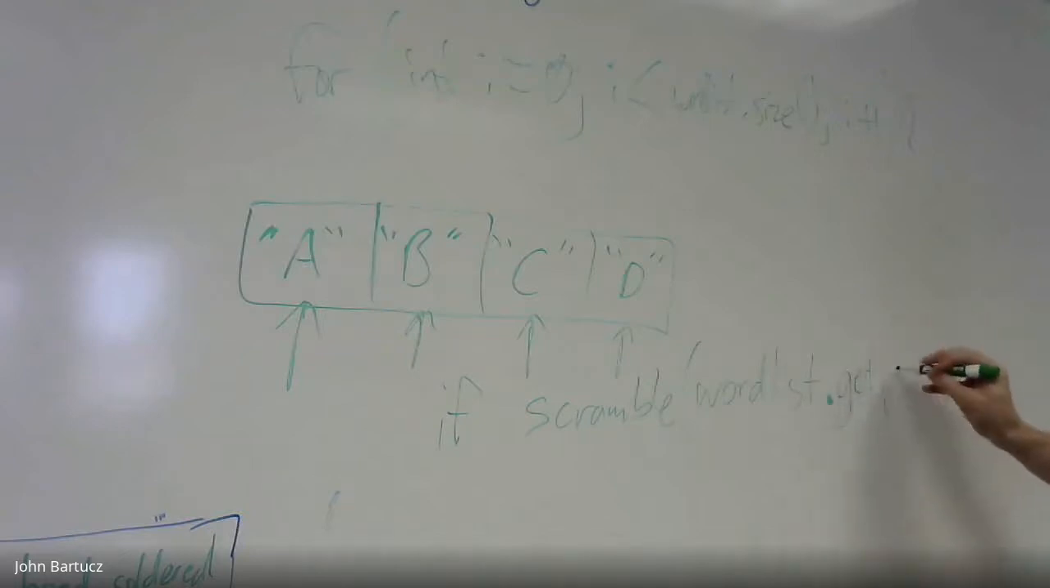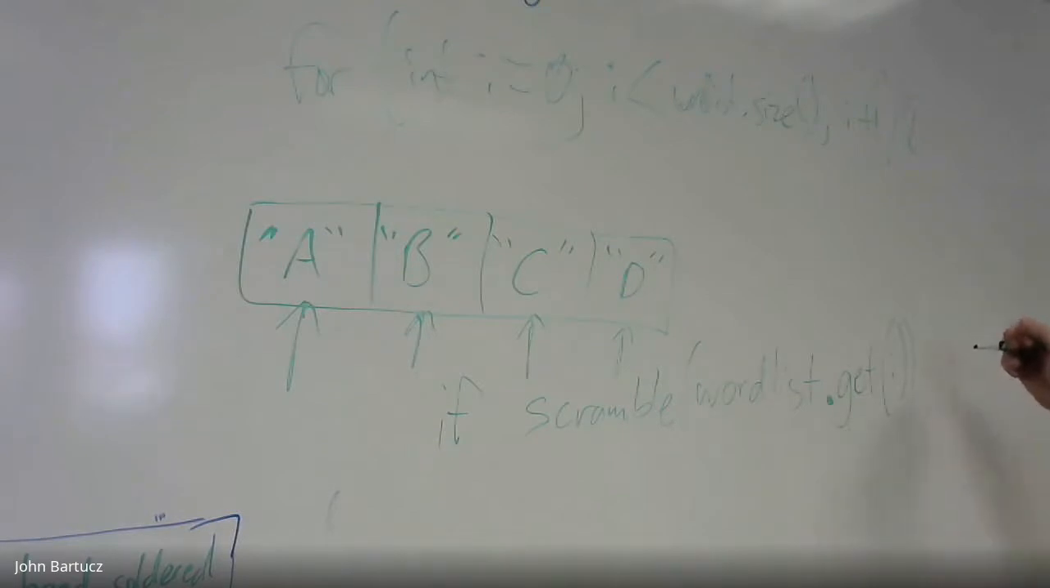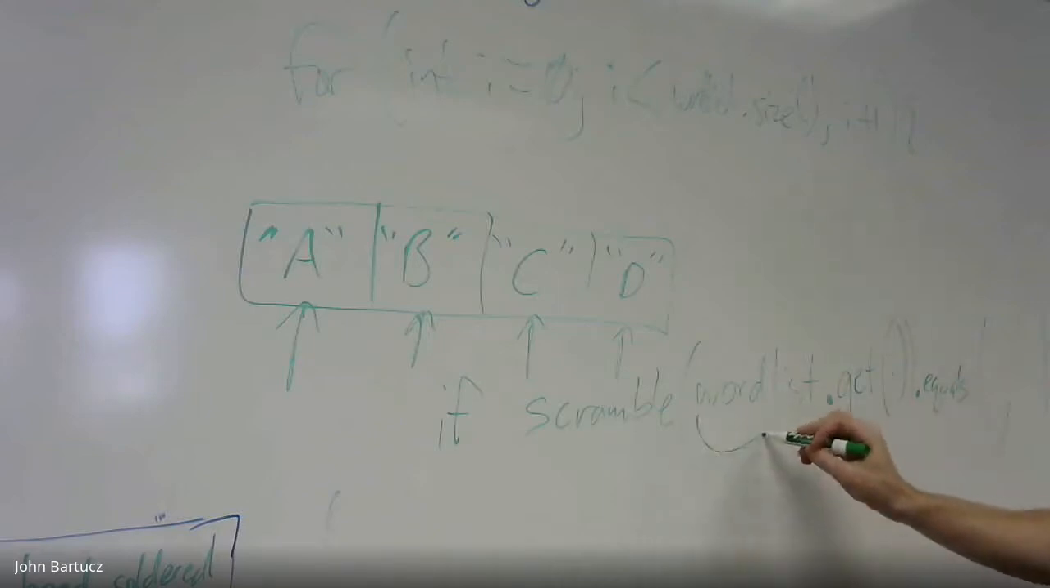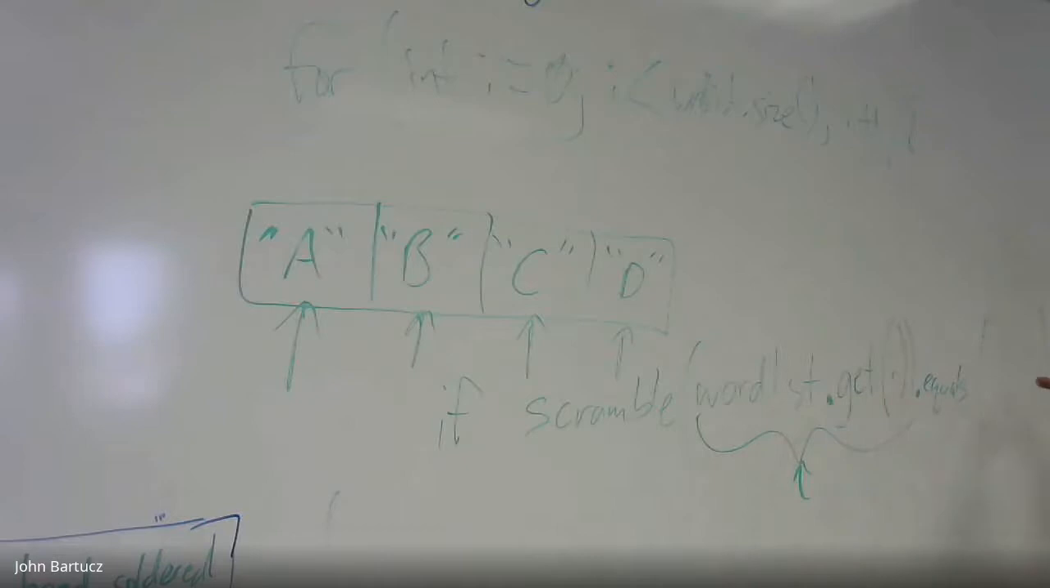Get at position i. Can I use two equal signs? To compare strings, I have to use dot equals. I'm running off the screen here. So if it equals the same thing, word list, I'm just going to put that in there.